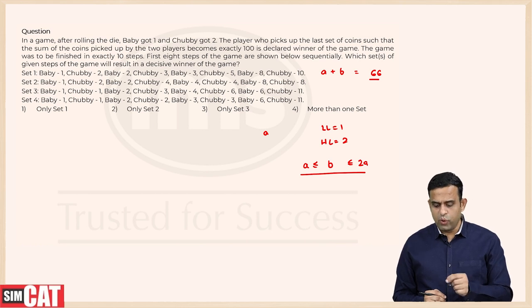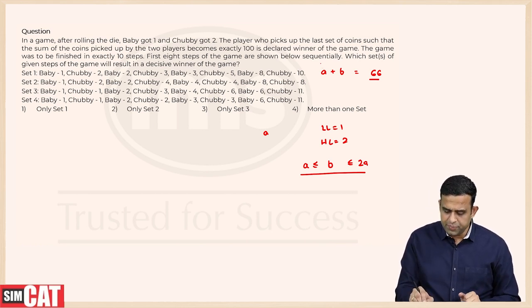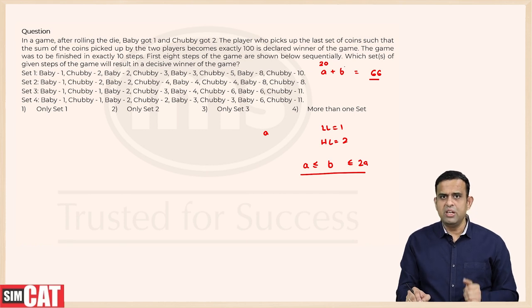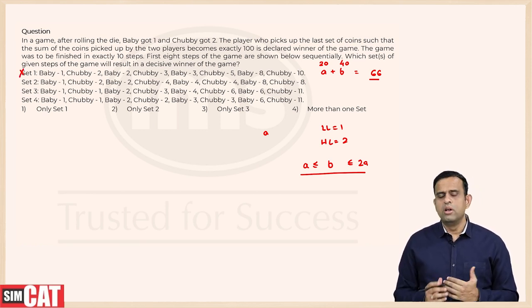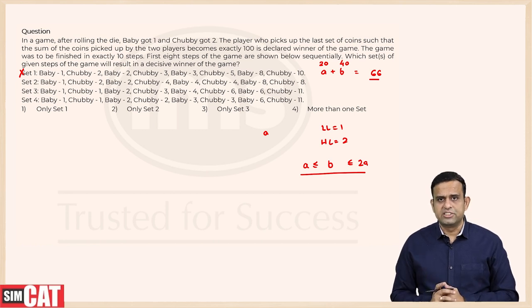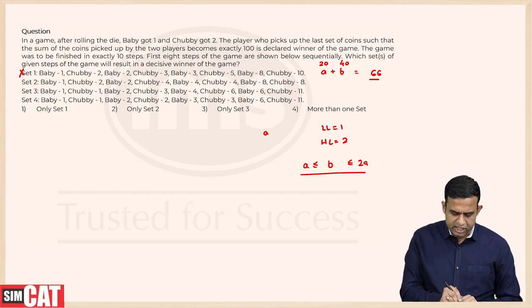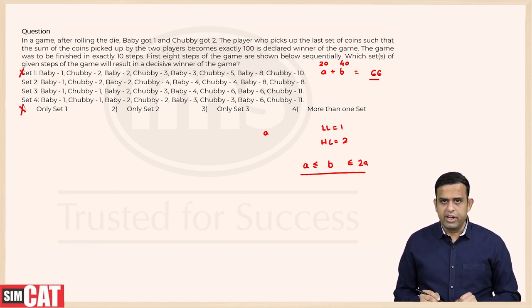Now the max value of A in this particular case could be twice the number 10, which is 20. And the max value for B I can take is 40. Even if I take the max values of A and B, the sum will become equal to 60 only. And that means set number 1 will never lead to a winner in 10 steps. So only set number 1 I can eliminate.